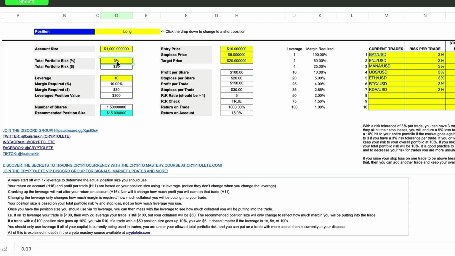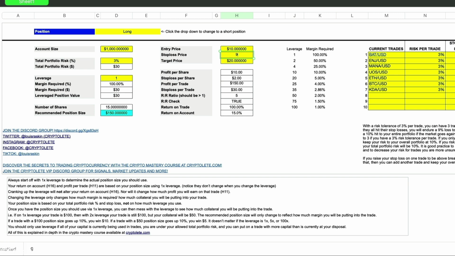Then you have your total portfolio risk. This is where you put in the amount of risk that you want to be putting on to the trade. Then you have your total portfolio risk in dollar value. This, you do not input anything into here. You only input things into the yellow brackets, okay? This is the only thing that you actually put things into, is where it's yellow. You don't have to put anything into the white areas, and the blue area is what will generate for you.